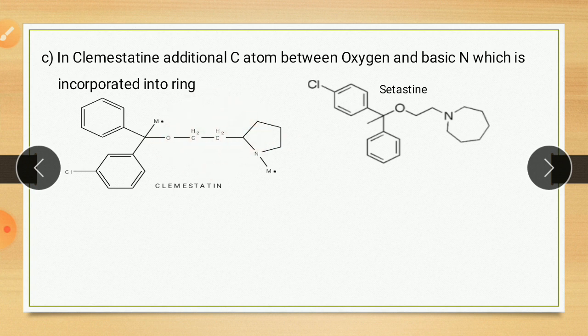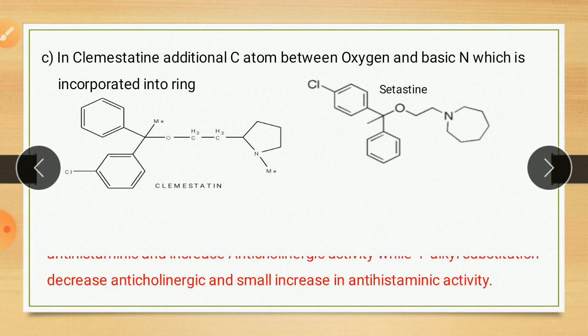So in the case of clemastine, the additional carbon between oxygen and basic nitrogen is incorporated into the ring, and this carbon is a part of this ring. So there are 3 carbons between oxygen and terminal nitrogen, and this carbon is in cyclic form. Similarly, in the case of cetastatin, the same is there, that is, nitrogen is in cyclic form. So it is the SAR of this compound.